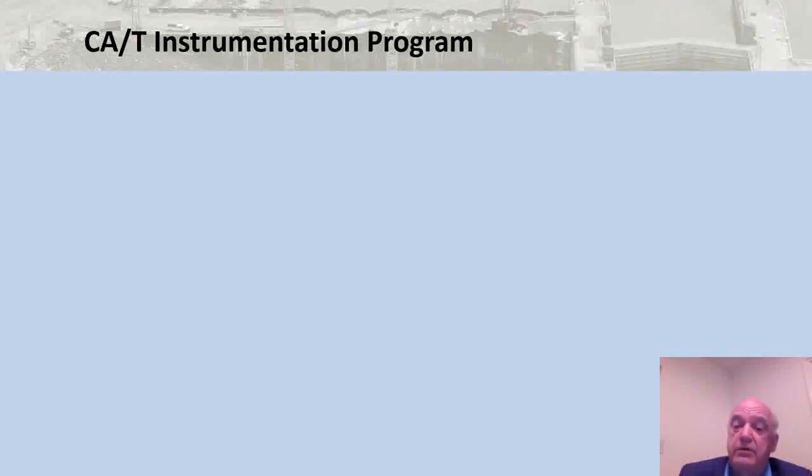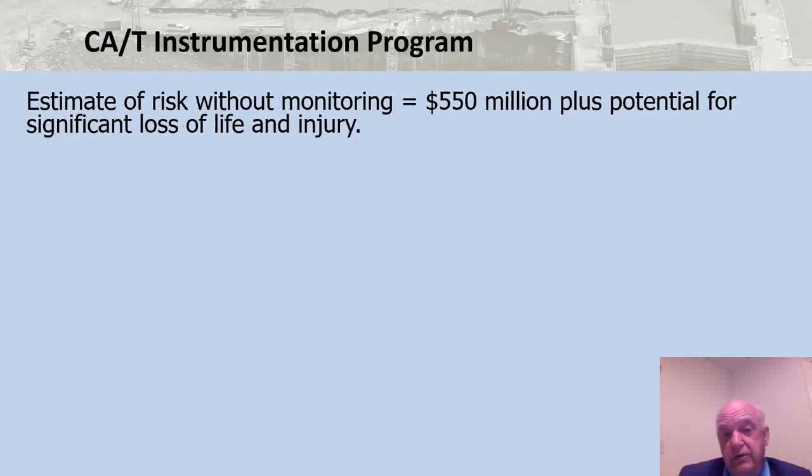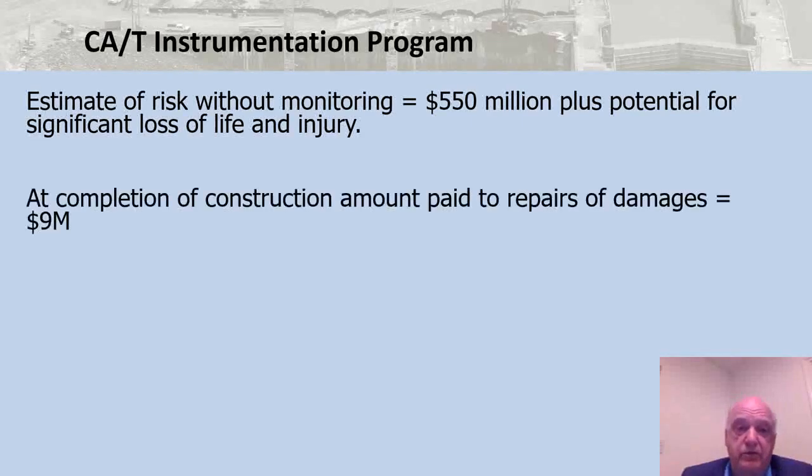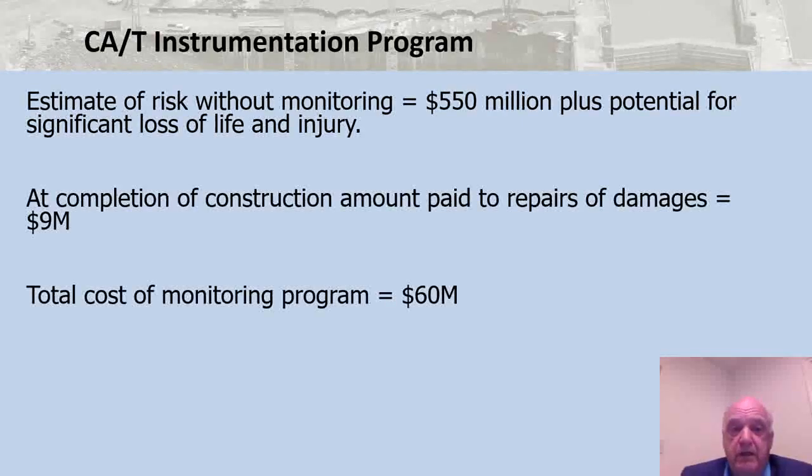There were probably more risks than that because we haven't covered lots of things like utilities and damage to the constructed works, but just enough for this example to illustrate that the estimated risk without monitoring was on the order of 550 million plus potential for significant loss of life and injury.